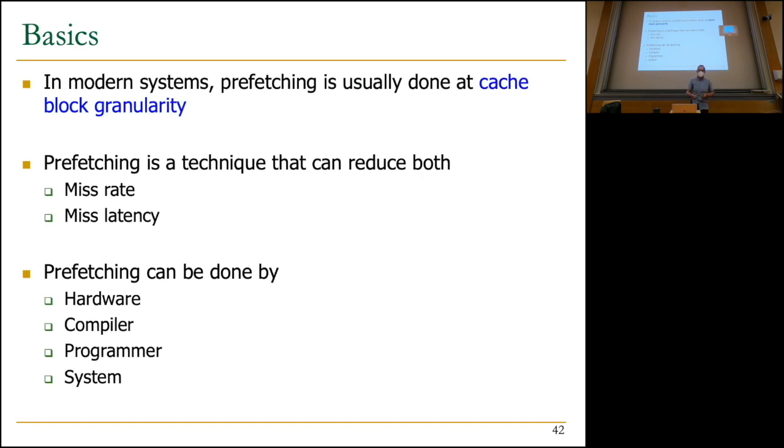So let's talk about some basics in prefetching. If you look at modern systems, prefetching is usually done at cache block granularity because caches are so integrated into the system that we think about memory access in terms of cache block addresses. I access cache block A, and then A+4, and then A+8, and then A+12, A+16. That looks very predictable to me, right? The stride is 4, and a basic stride prefetcher can prefetch that. Basically recognize the pattern in the cache block accesses and try to reduce the miss rate and miss latency by bringing the cache block earlier into the memory hierarchy.